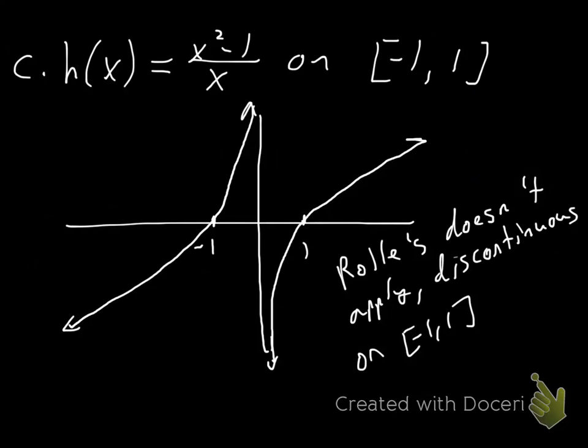And you can see by the graph here, a rough sketch, that on the interval negative 1 to 1, it doesn't look like we have any extrema. We don't have any places where we'll have a horizontal tangent. We do have a vertical tangent at x equals 0, but we don't have any horizontal tangents. So this shows that if we have discontinuity, then Rolle's theorem will not apply. I have one more example of doing Rolle's theorem, and then we'll get into the mean value theorem.